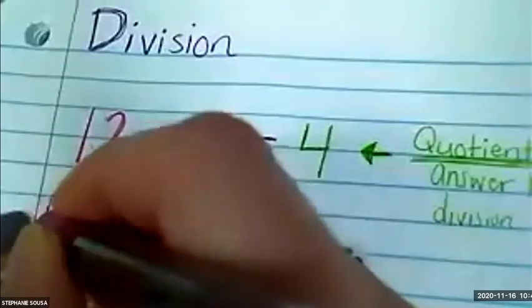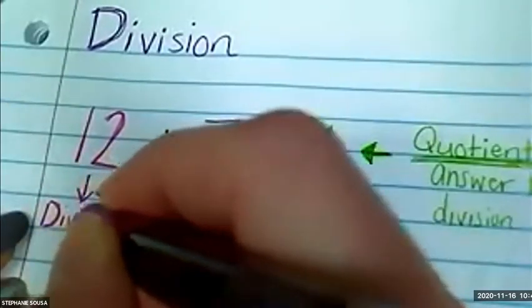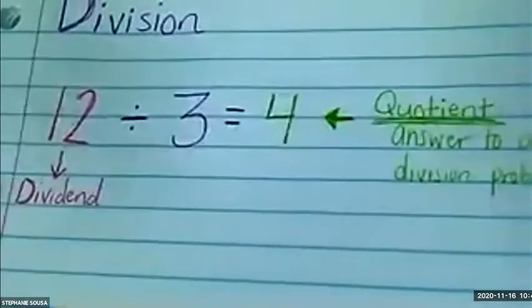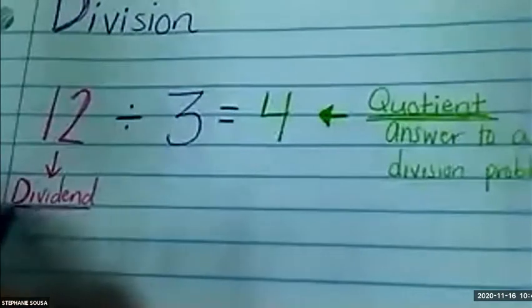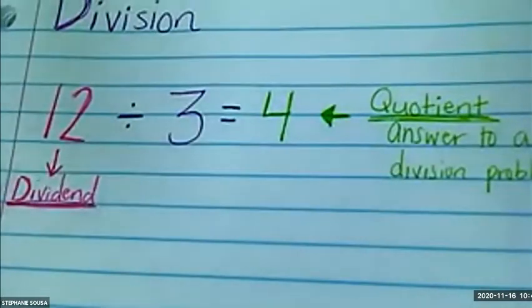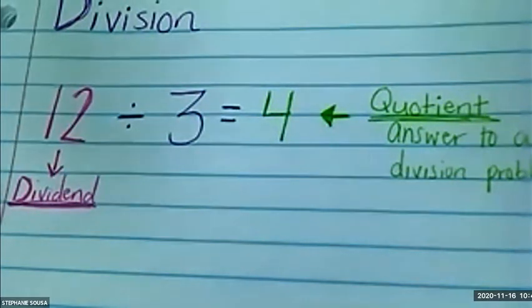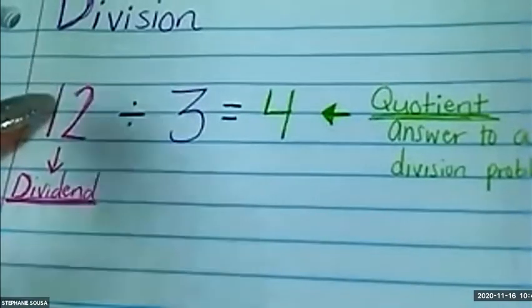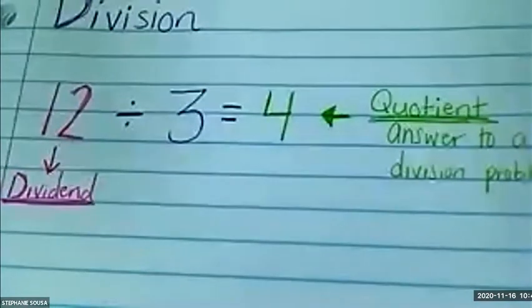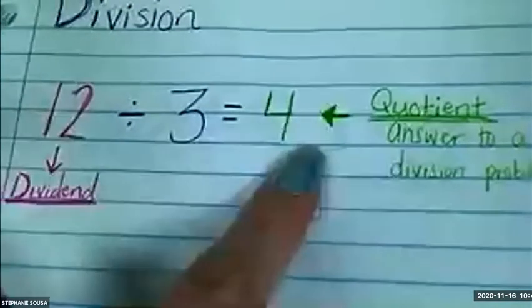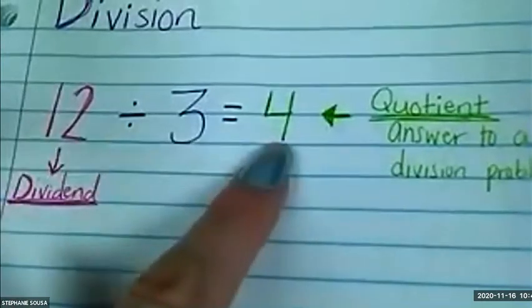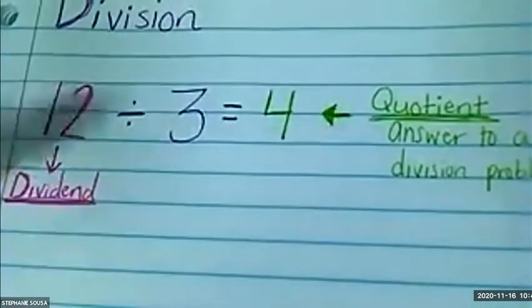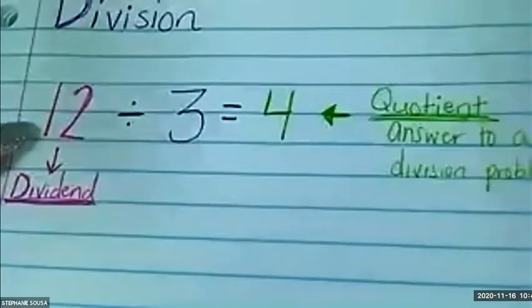And this is called a dividend. That's a funny word to say, a dividend. And a dividend is always the first number in a division equation because it's going to be the largest number. In division, the largest number will be first because we're taking a large group and breaking it down. In multiplication, the largest number would be last because we're taking smaller groups and putting them together. So in division, our first number is always going to be the larger number.